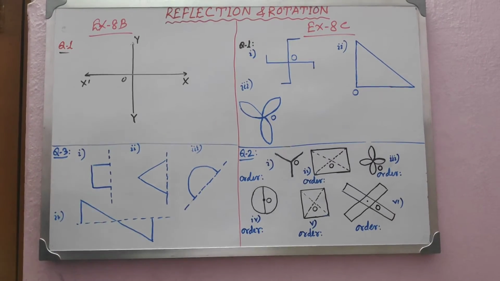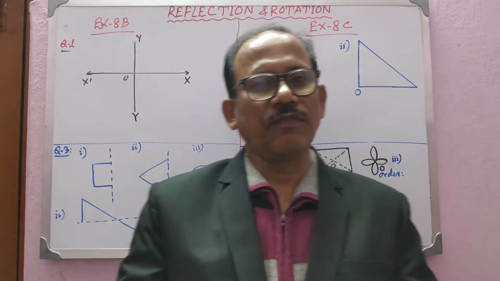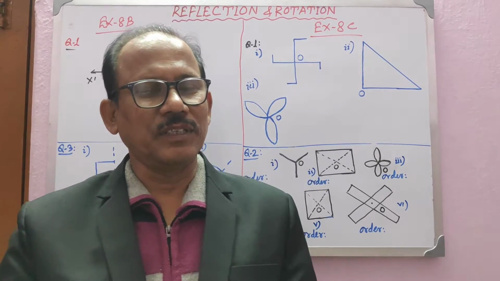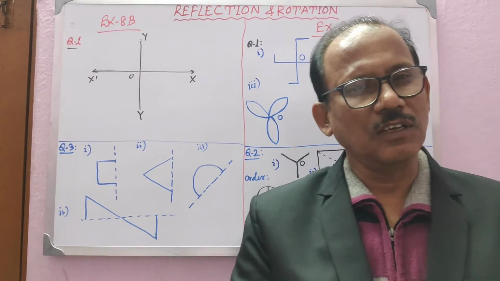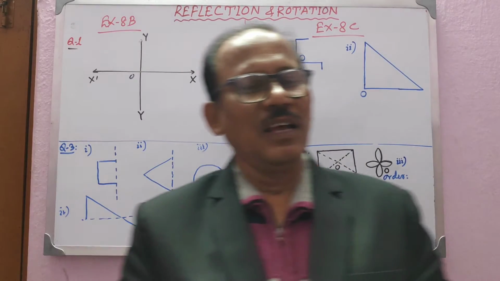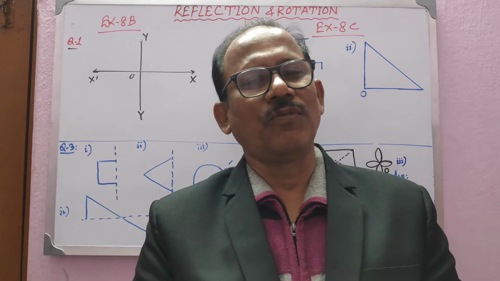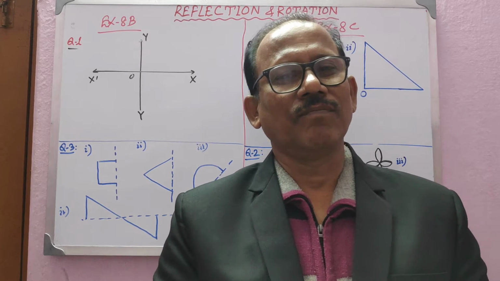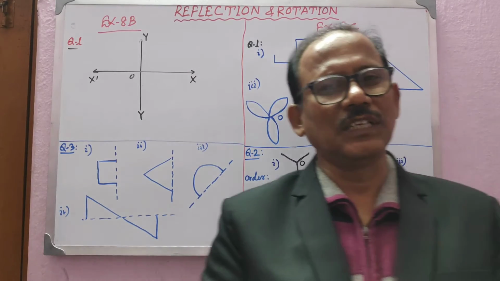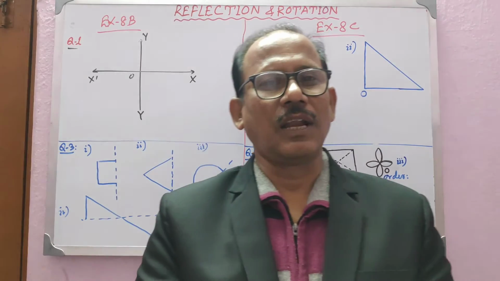Students, you are learning symmetry, rotation and reflection. You have learned about symmetry. Now reflection and rotation, you must have gone through the previous video and got the concept. Reflection: for any object, think of the axis through which it is reflecting, that is the mirror line.